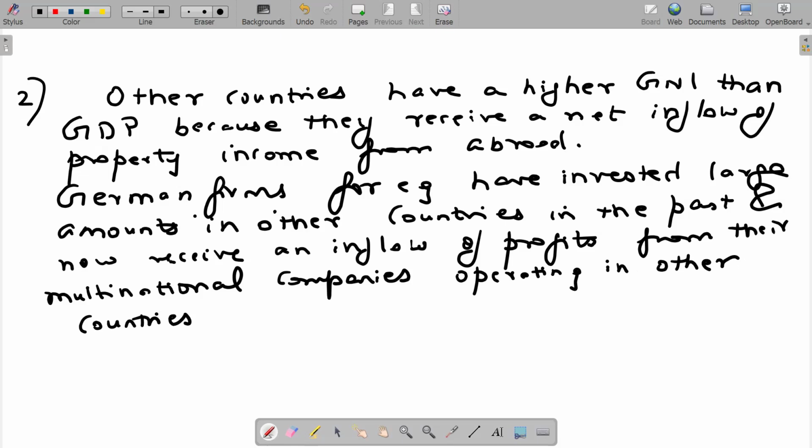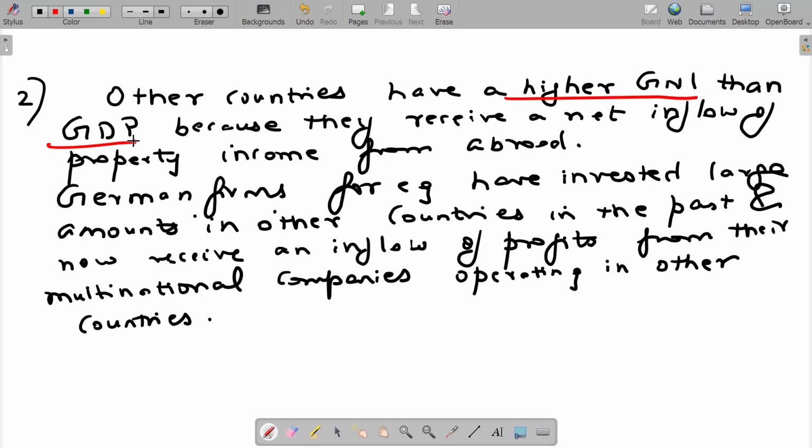So students, what do we learn? We learn that if the GNI is higher than GDP, it means you have properties or assets you own abroad and you receive income from them. And if you have a higher GDP compared to GNI, it means you have a lot of foreign direct investment in your country. Okay, so I stop in this particular lesson.